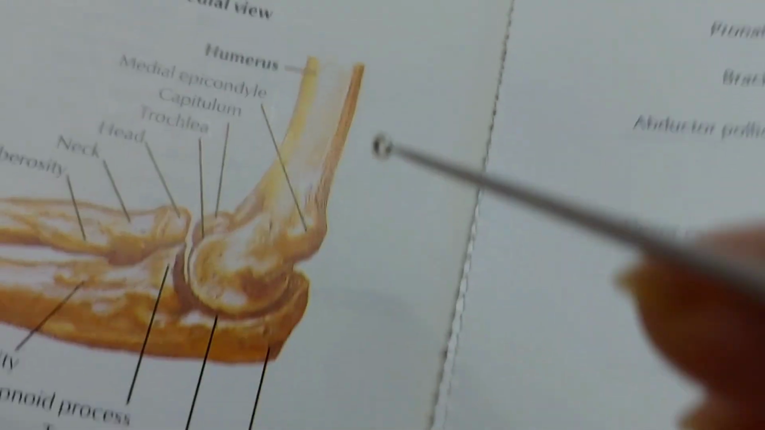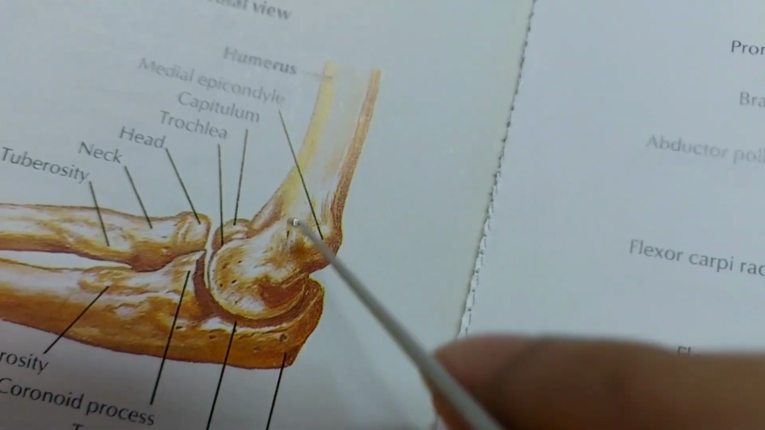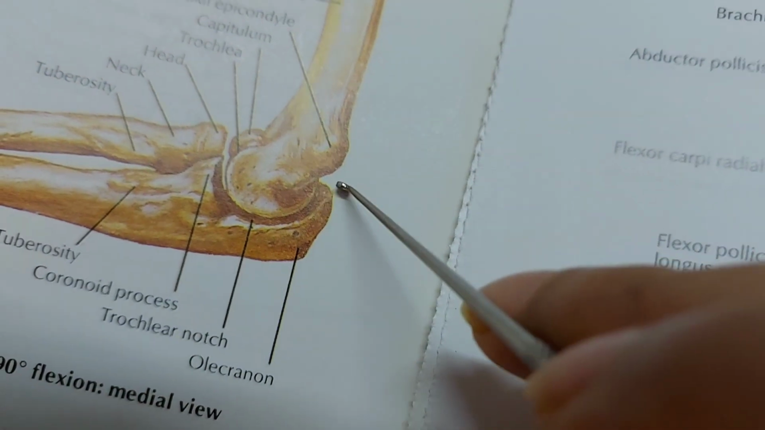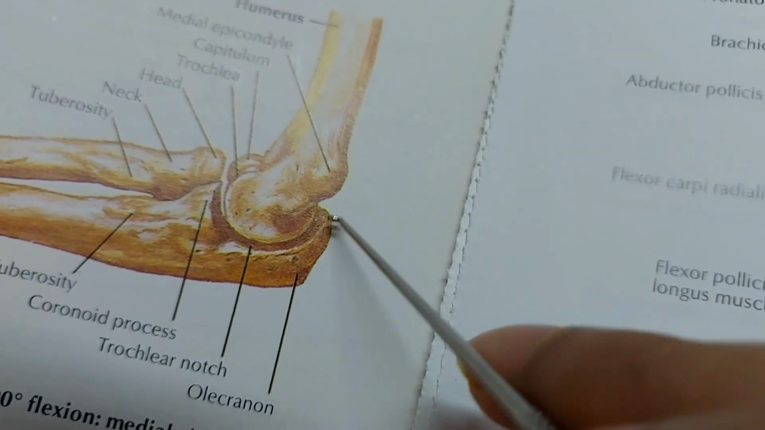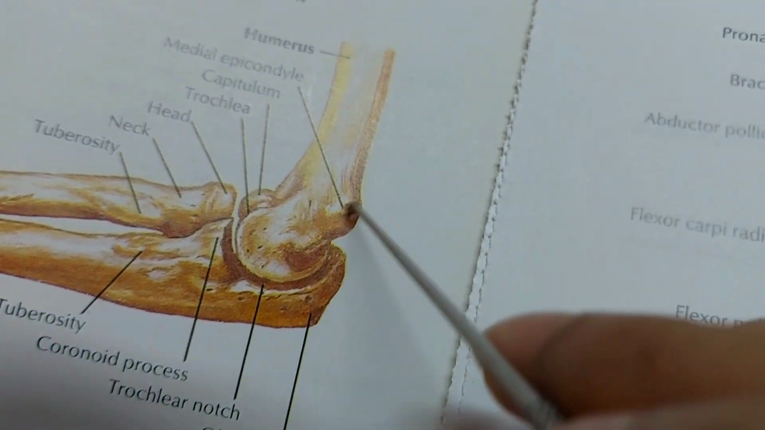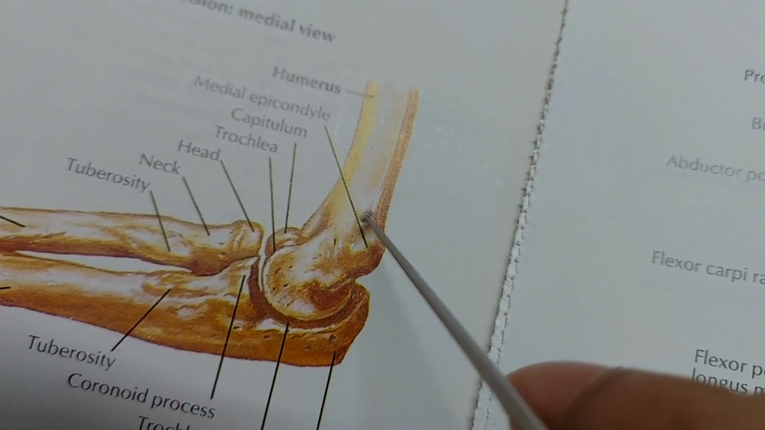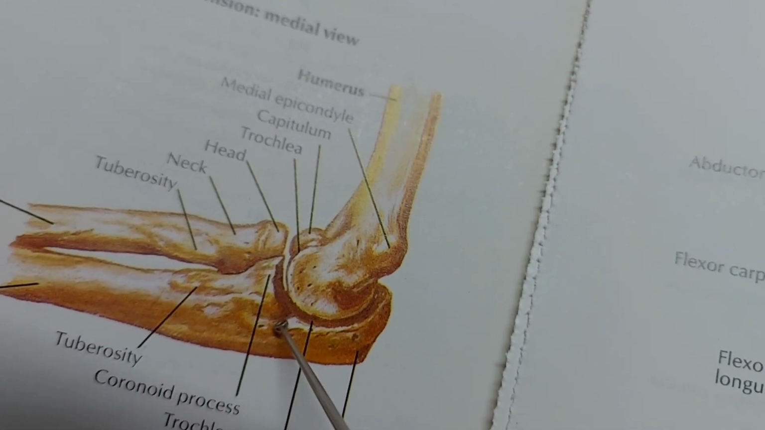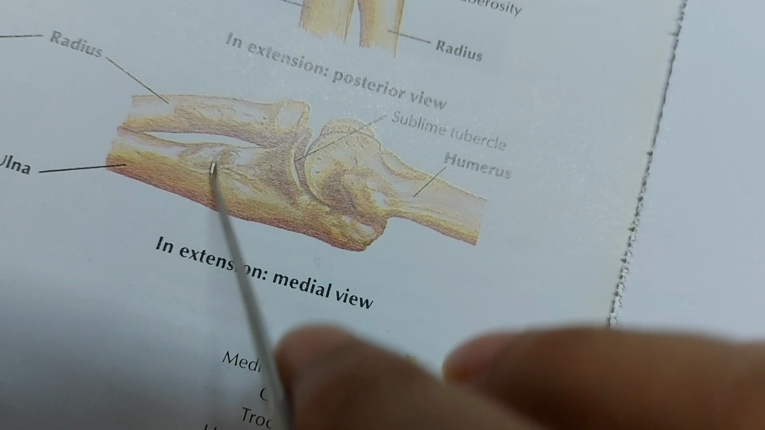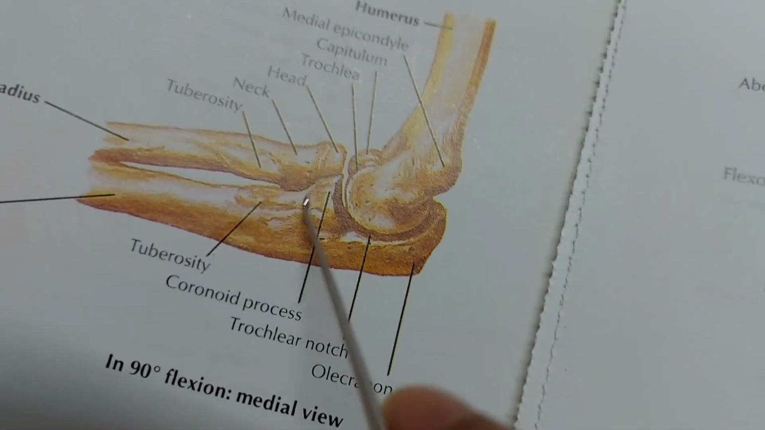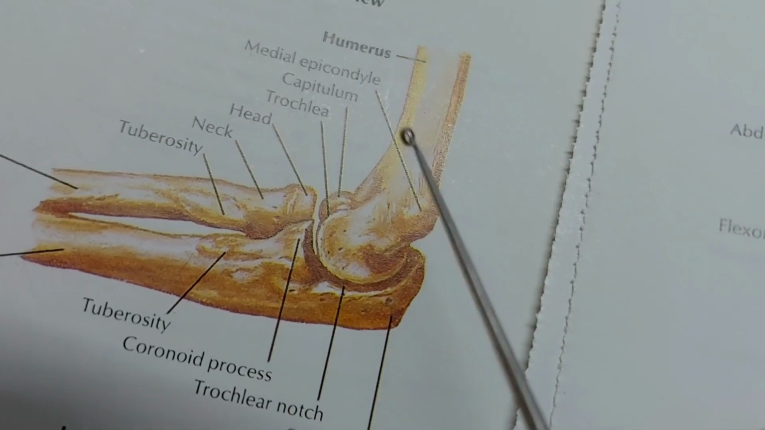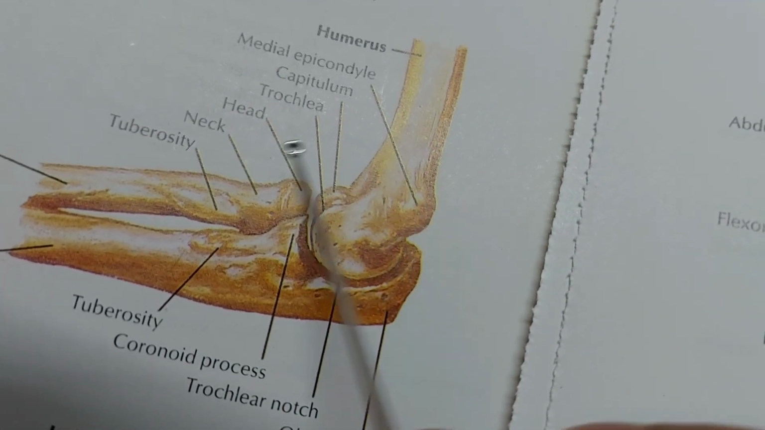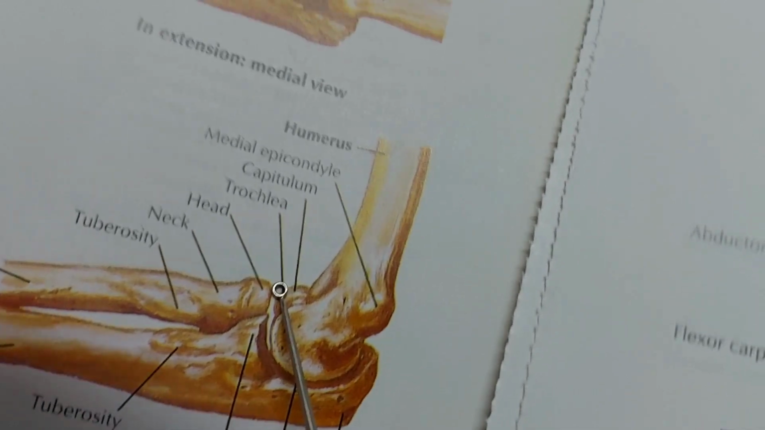Here is the lower end of the humerus, and this is the olecranon process of the ulna, and this is the trochlear notch. So here we see the joint between the ulna, humerus, and the radius. This joint remains in this position, and when it flexes, it goes to this position. This type of joint is known as the hinge variety of synovial joint.